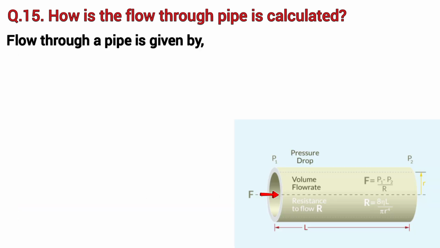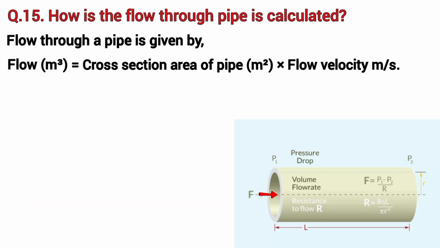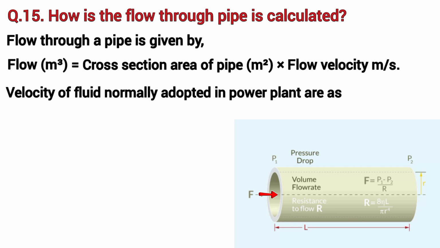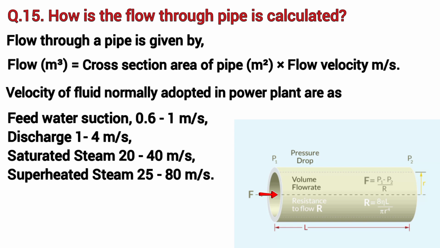Flow through a pipe is given by flow in meter cube is equal to cross-section area of pipe in meter square times flow velocity in meter per second. Velocity of fluid normally adopted in power plant are as follows: feed water suction 0.6 to 1 meter per second, discharge 1 to 4 meter per second, saturated steam 20 to 40 meter per second, superheated steam 25 to 80 meter per second.